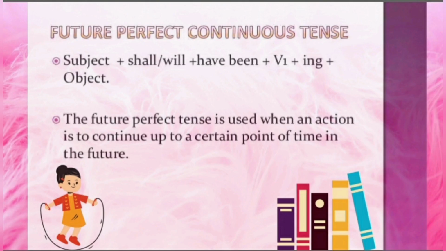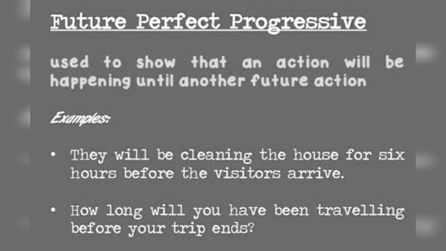Moving on to the last form of future tense, that is future perfect continuous tense. The future perfect continuous tense is used when an action is to continue up to a certain point of time in the future. Let's have a look at the examples. They will be cleaning the house for 6 hours before the visitors arrive. Second example, how long will you have been traveling before your trip ends?